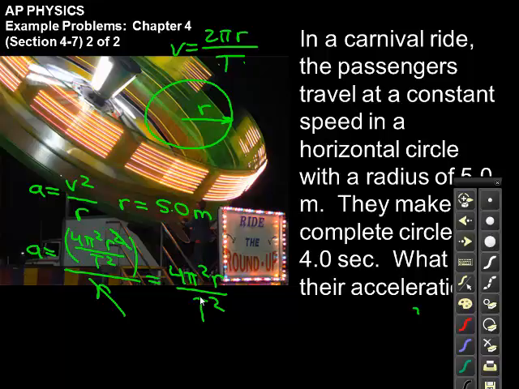So, let's see. 4 pi squared times a radius of 5 meters, divided by the period, 4 seconds, squared. Whatever the heck that is. I forgot to square it on the pi. Thank you. You are a scholar and a gentleman. Did you get 12 meters per second squared? Yeah. Okay.